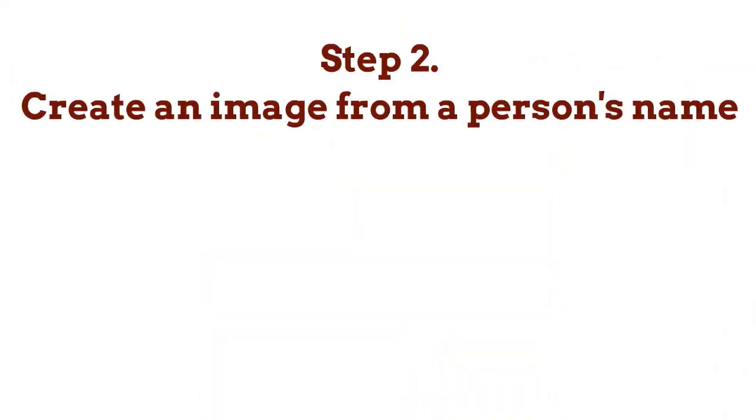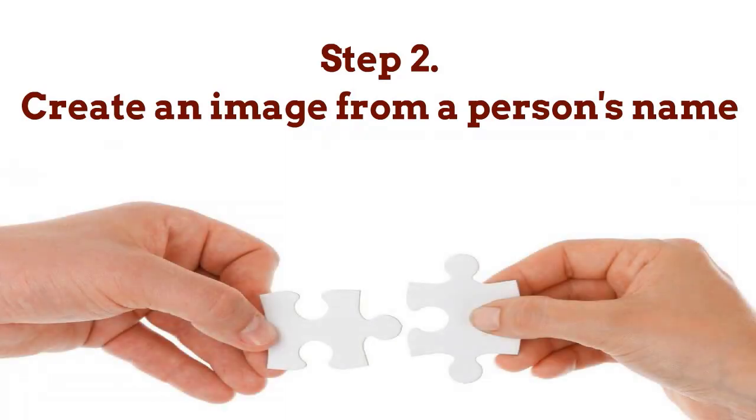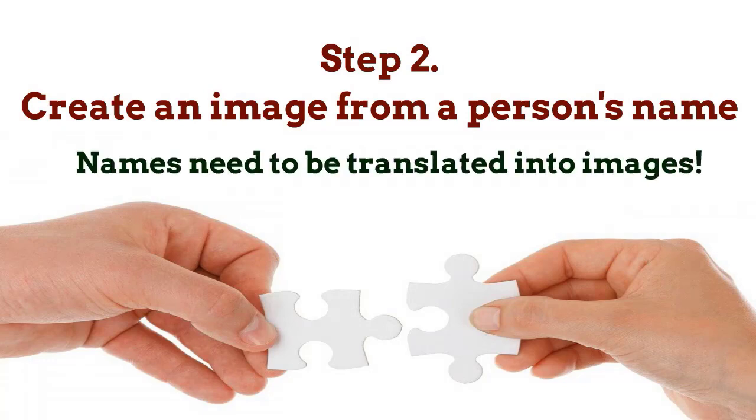Step 2. Create an image from a person's name. When you first read or hear a person's name, immediately create an image in association with it. A name doesn't mean anything to your brain. For this reason, a mental picture of it is not easily formed. To memorize names to go with faces, names need to be translated into images.